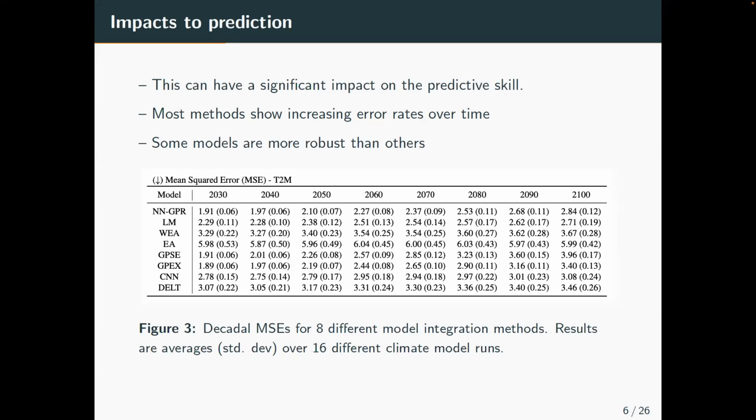Now, we expect this to happen. Of course, as your data moves farther and farther away from the test period, we expect that you are going to have an error rate increasing. So you can see we start from 1.91, and by 2100, we're all the way up here at 2.84, which puts us in line with something like linear regression. So what's the point of your model if it's not beating linear regression?